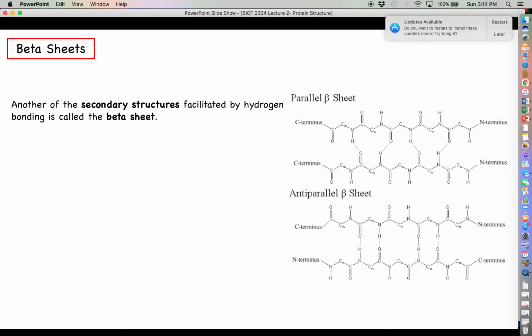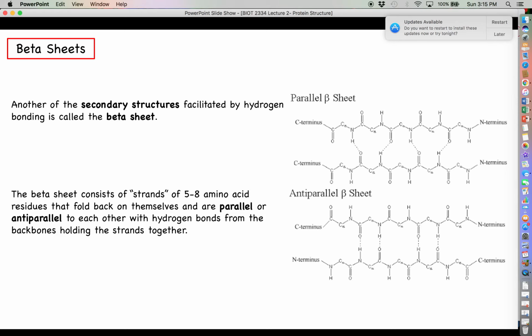The reason we get a different structure here than with alpha helices is just because the amino acid sequence is a little bit different, and it makes more sense to form a beta sheet here than an alpha helix. But like I said, we are still using hydrogen bonds to stabilize this structure. Each beta sheet is going to consist of quote-unquote strands of somewhere between 5 and 8 amino acids that then fold back on themselves in one of two different ways. We can actually end up with both of these.